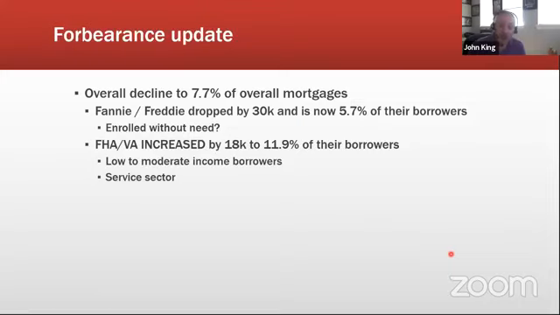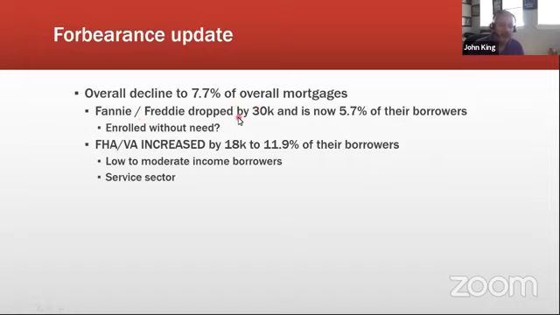So I'll give a quick update on forbearance. We're seeing a decline in forbearance overall, so that's good news. Here's the bad news. FHA saw an increase. So we saw 30,000 fewer people in forbearance last week for Fannie Mae and Freddie Mac loans. But FHA and VA borrowers increased by 18,000 people. Now, I think Fannie Mae and Freddie Mac is dropping so quickly because there were a lot of people that were enrolled without need.